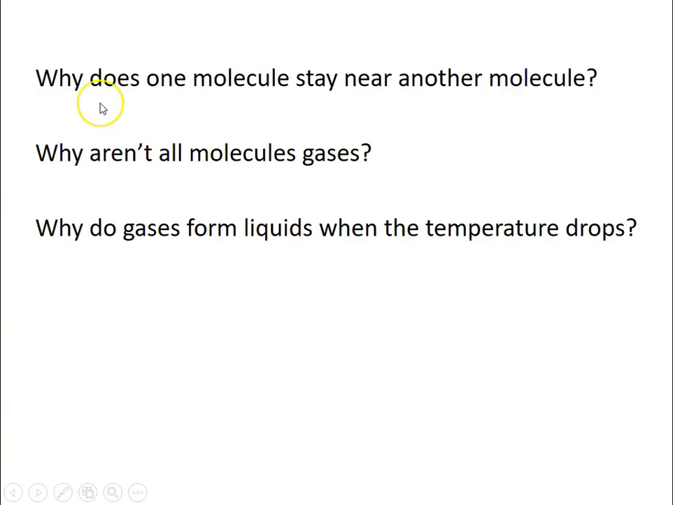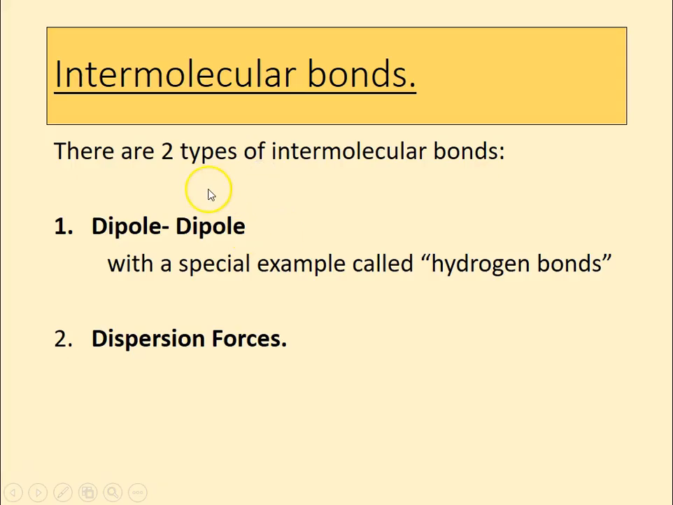Alright, so we're looking at intermolecular bonds to explain why one molecule stays near another molecule. So to explain why all molecules aren't gases, what's holding one molecule to another molecule. Alright, so there are two sorts of intermolecular bonds, dipole-dipole, and we'll spend quite a bit of time explaining how this works, and then dispersion forces. So dipole-dipole is the overarching type of intermolecular bond, but we're going to use this specific example of hydrogen bonds most often.